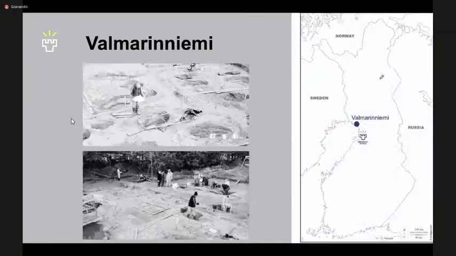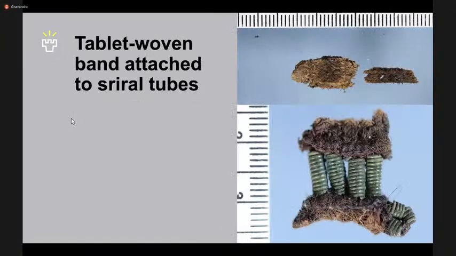Okay, so let's go back to Valmarinniemi. The preserved textiles were found associated with metal objects, and most of them date to the 14th century. Here we have a tablet woven band attached to spiral tubes.